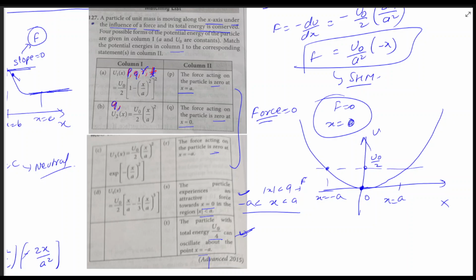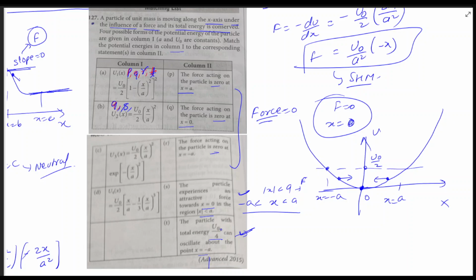So at this point, X equal to 0, it is the point of stable equilibrium, right? So the particle experiences an attractive force towards x equal to 0 in the region, right. If you put the particle here, it will try to go there. Particle here, it will try to go there. So force will always be towards x equal to 0, right? So S will also be the option.